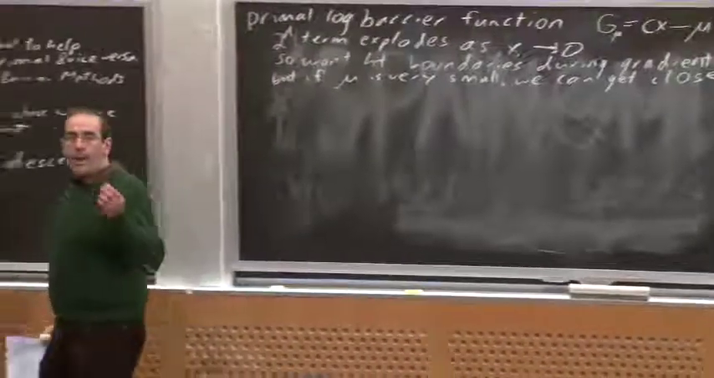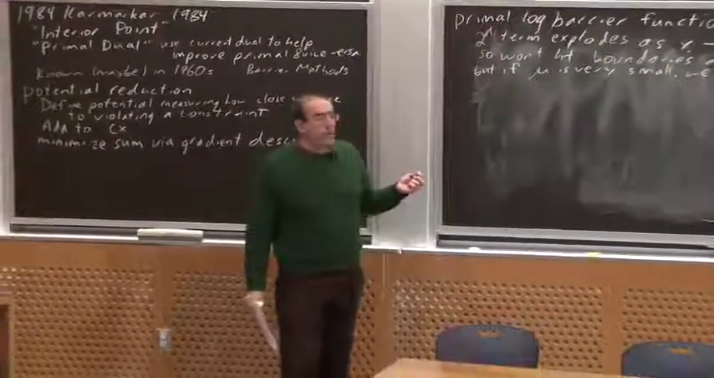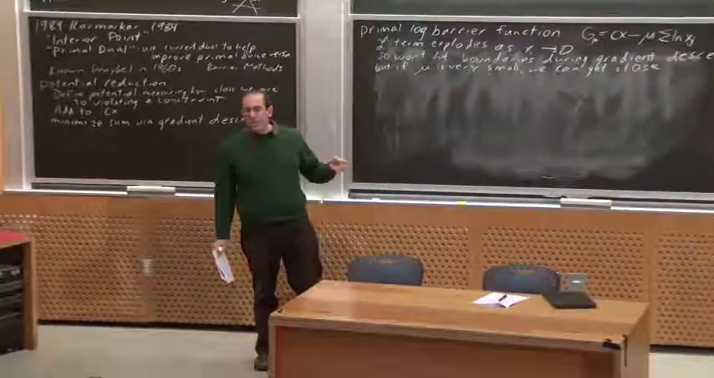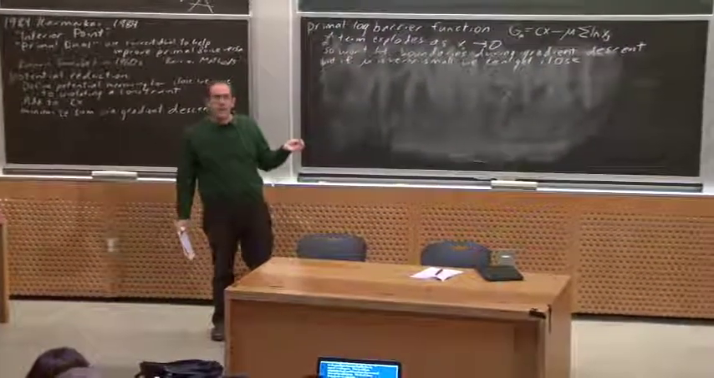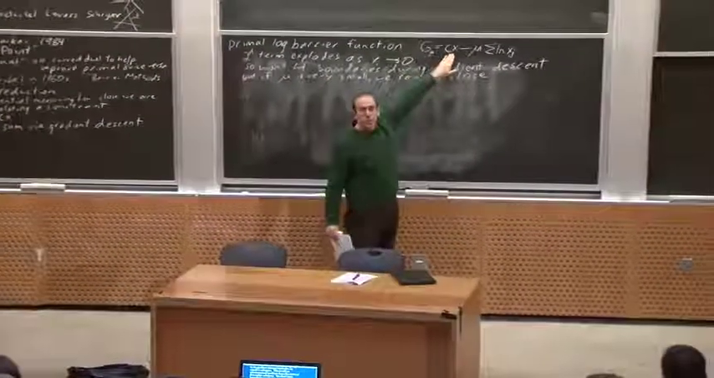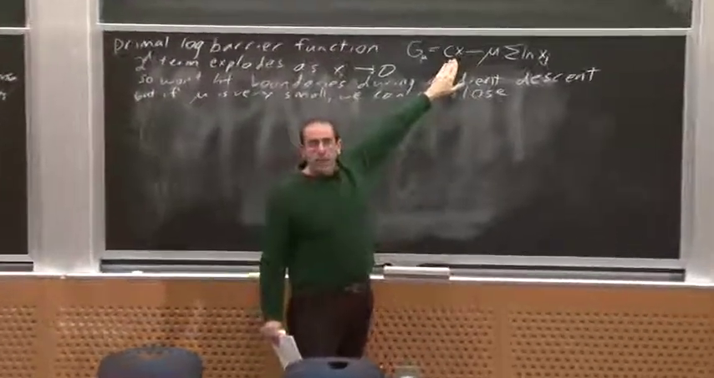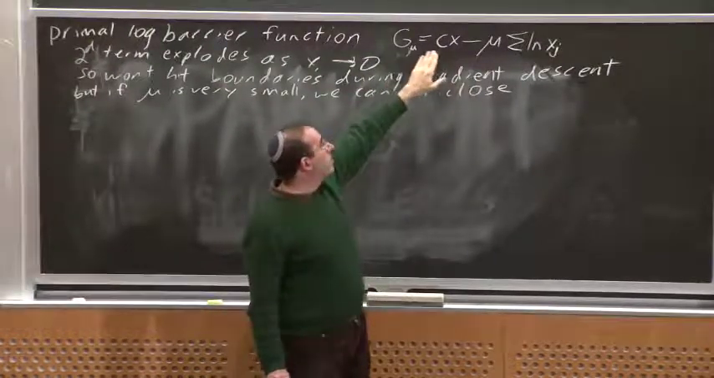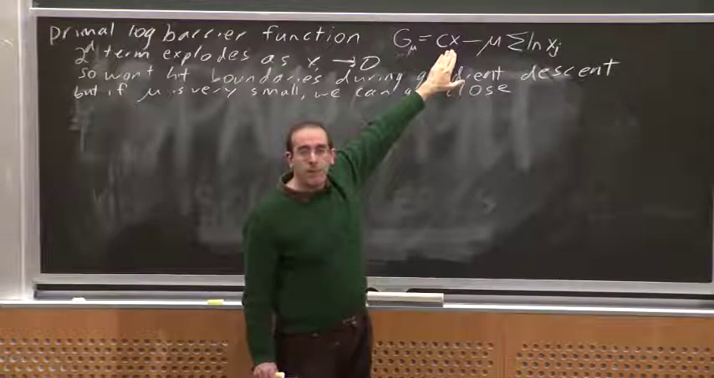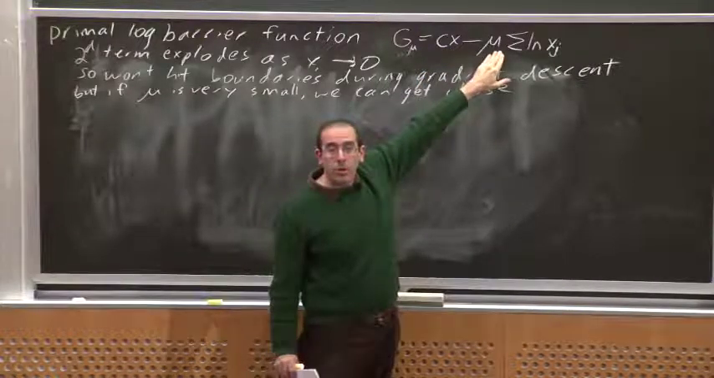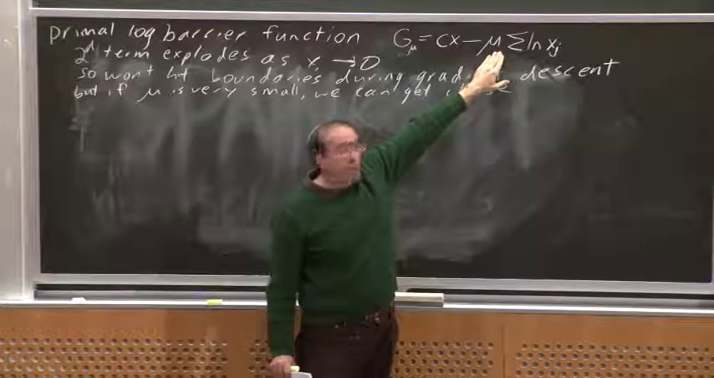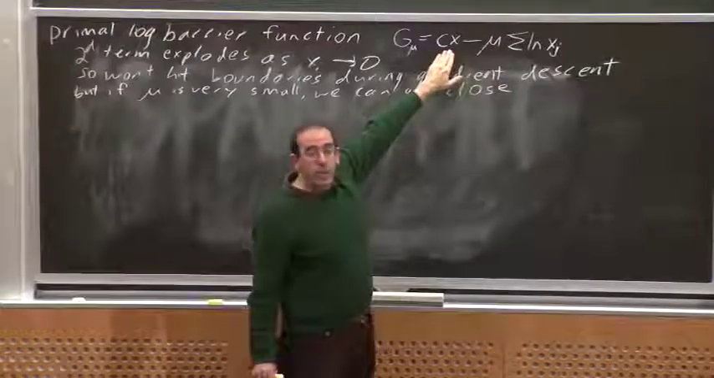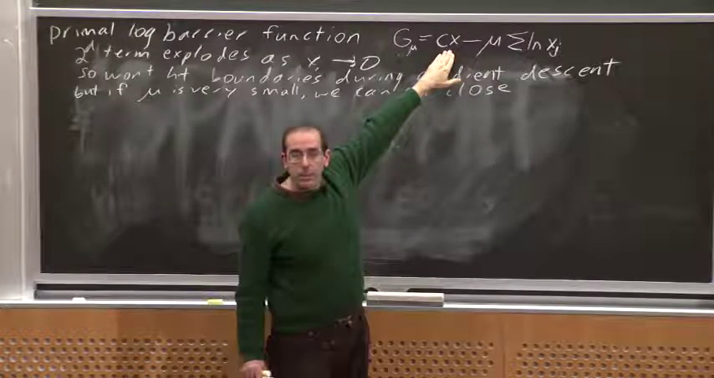So if we have a very small mu and we've optimized this potential function, then it's okay for us to be very close to various xi's equal to 0, and the objective function will dominate in the location of the minimum. That is, the minimum of the potential function will be very close to the minimum of the objective function as mu goes towards 0, right? Actually, I should have started by saying that. In the limit as mu goes to 0, the optimum is going to become the optimum of the linear program.